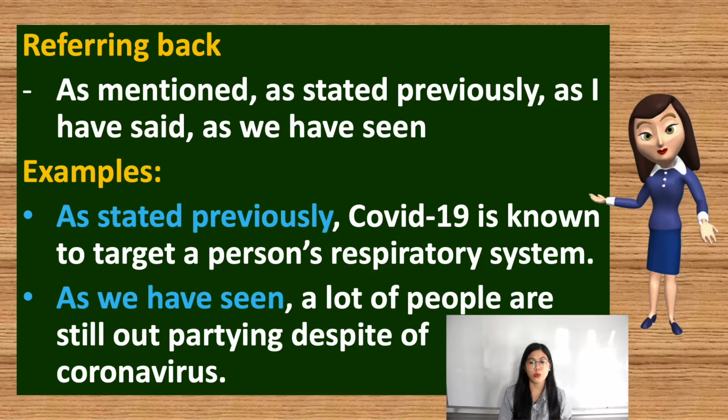Next, when you want to refer back, you may use the following transitional devices or signals. As mentioned, as stated previously, as I have said, as we have seen. So example, as stated previously, COVID-19 is known to target a person's respiratory system. So here we use the transitional device as stated previously. So meaning we are referring back to a previously stated argument or statement.